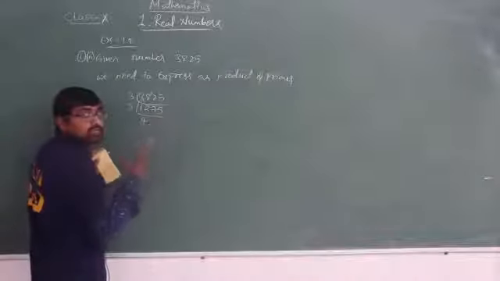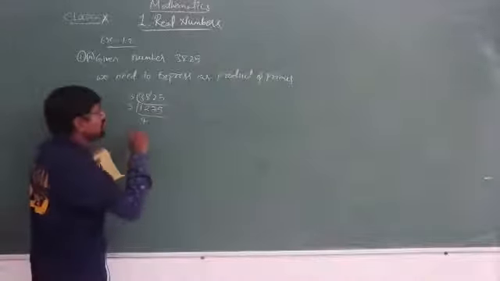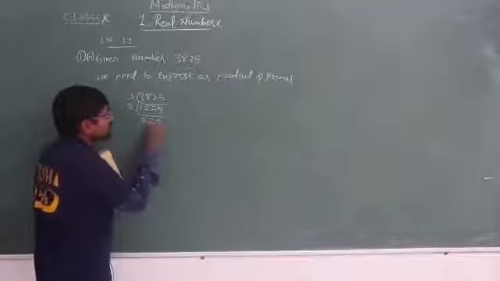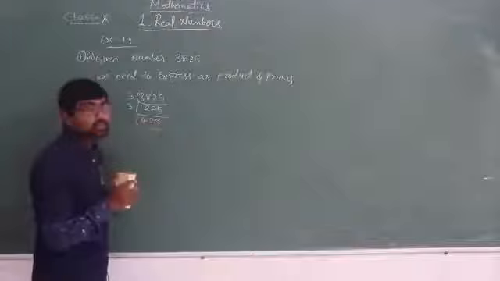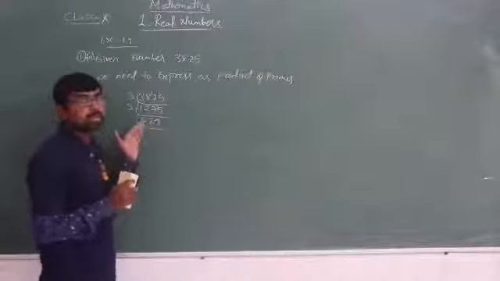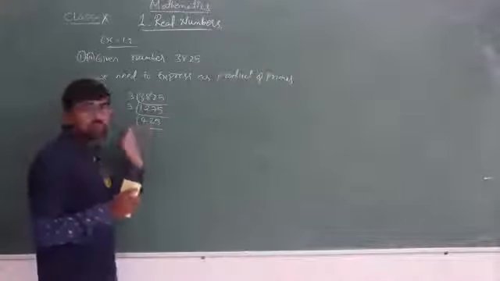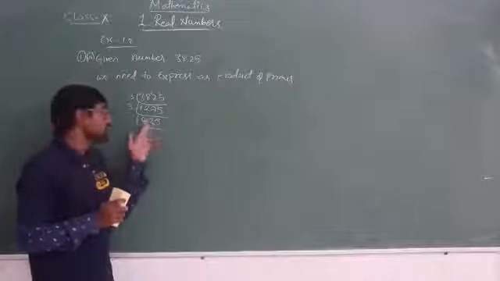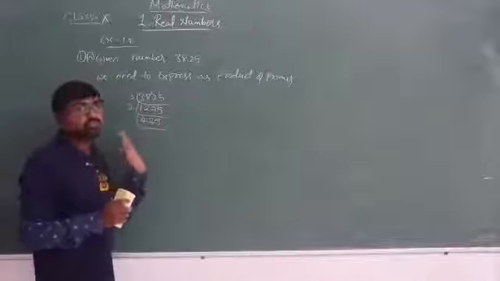7 I won't get. Before 7 I will be getting 6. So 3 2s are 6. 1 is remained here. Again 3 5s are 15. So again I have to check whether it is divisible by 3 or not. So 5 plus 4 is 9, 10, 11. 11 is not divisible, so it is not divisible by 3.